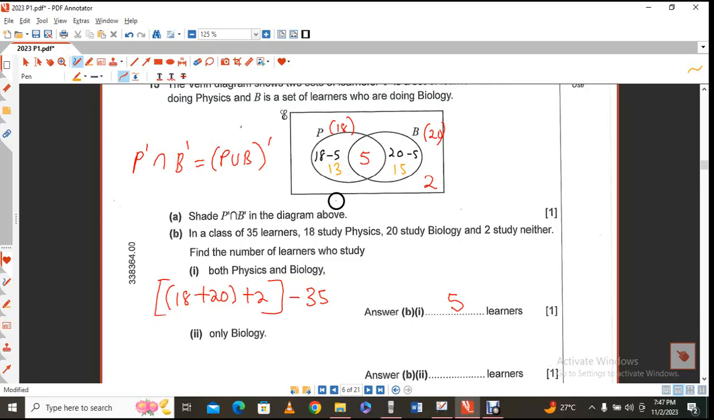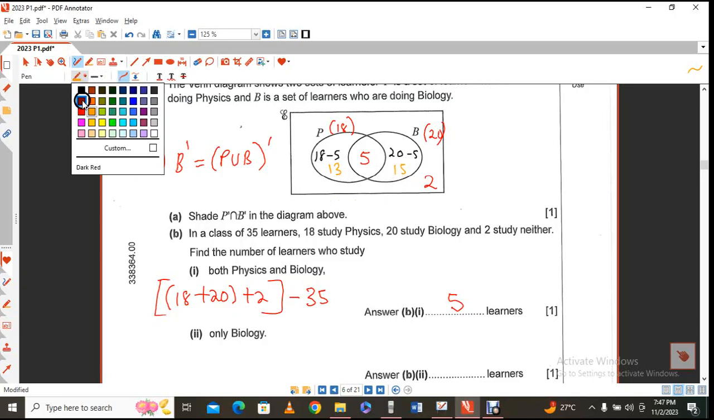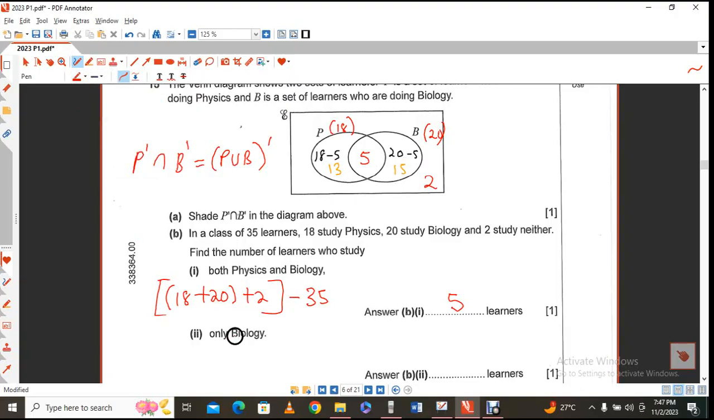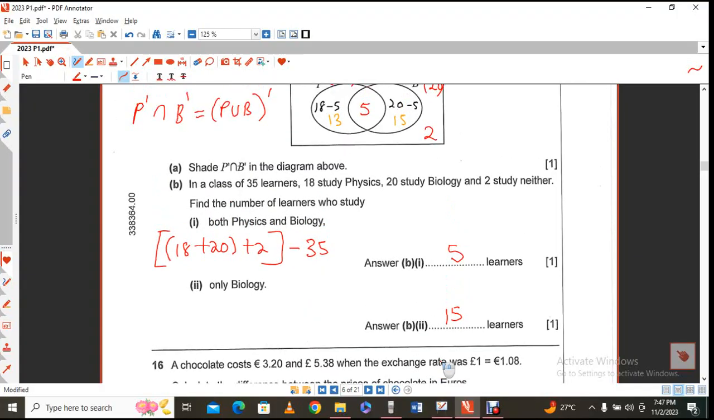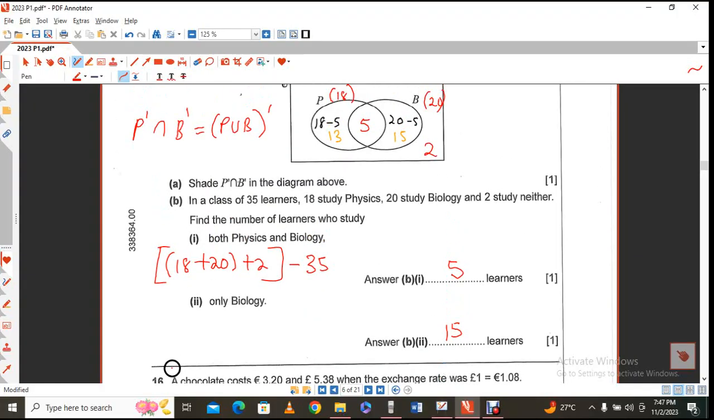Can you see that? Right, so when they are now asking me how many learners are only doing biology, it's only this part, this region here, and you can see it's only 15 learners. Or you can simply say 20 minus 5, in order for you to know how I get to that. Total number of learners who are doing biology minus 5 who are doing both.